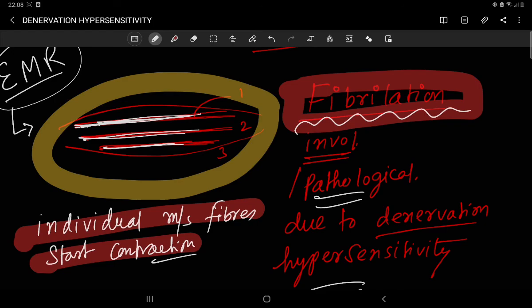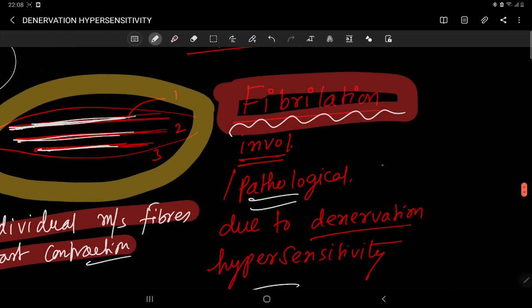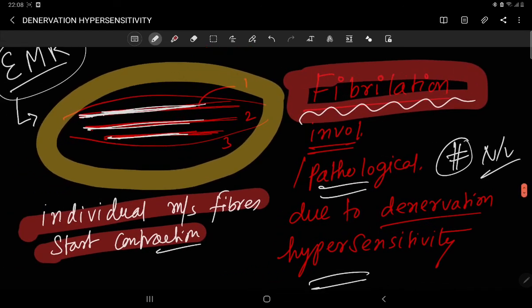This is something pathological, obviously, due to damage of the nerve. So this is your denervation hypersensitivity. It has various clinical applications, for example in ophthalmology. Okay, so now I am ending this here.